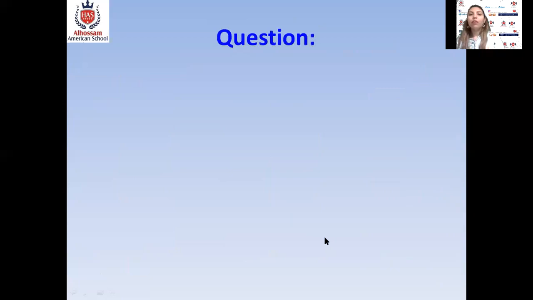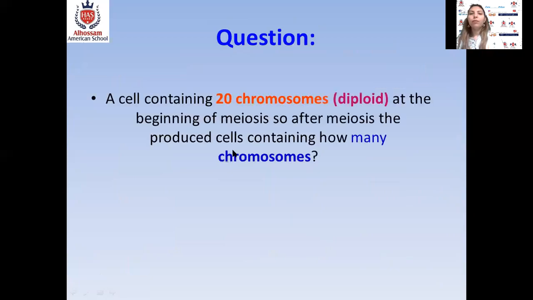Then we have a question here. A cell containing 20 chromosomes, diploid, at the beginning of meiosis. After meiosis, the produced cells contain how many chromosomes? So we start with a cell with 20 chromosomes, diploid. After meiosis, it will give 4 cells with how many chromosomes? Who knows? Okay, Fatma.